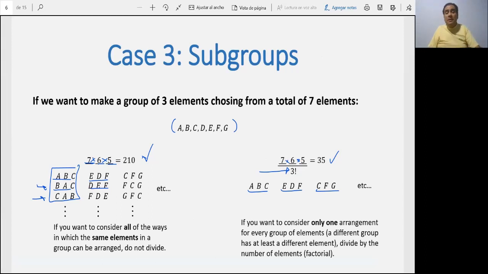Actually, this would be the correct way of calculating. Because here, for example, ABC, okay, here you have gold, silver, and bronze. So this awarding of the medals would be different from this one, right? Totally different. So when there are roles or different positions within the subgroup, you don't divide.